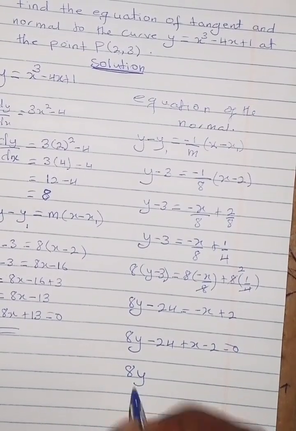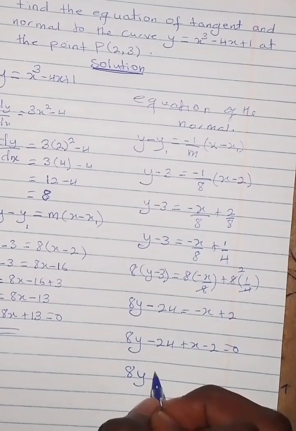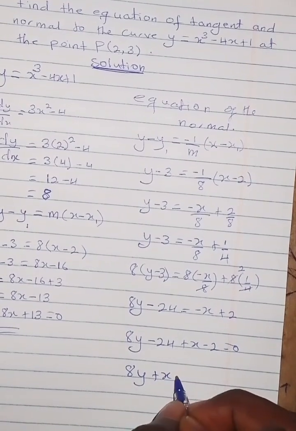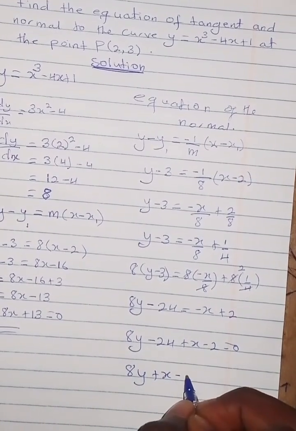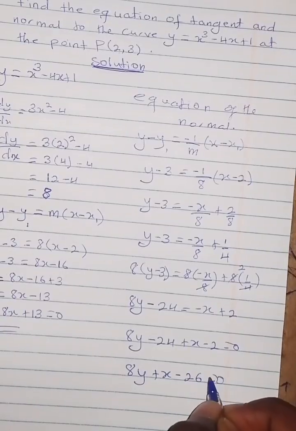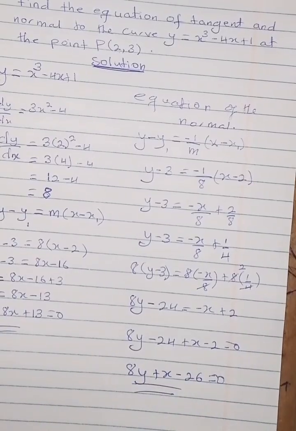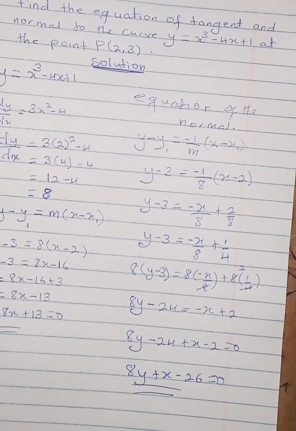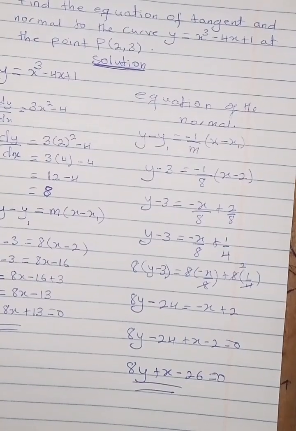8y plus x minus 26 is equal to 0. So this is the equation of the normal of the curve given to us.